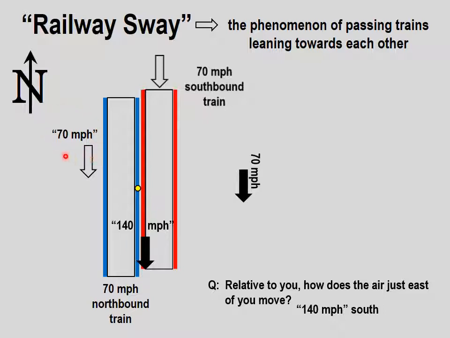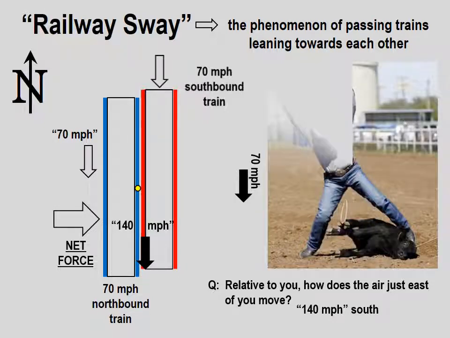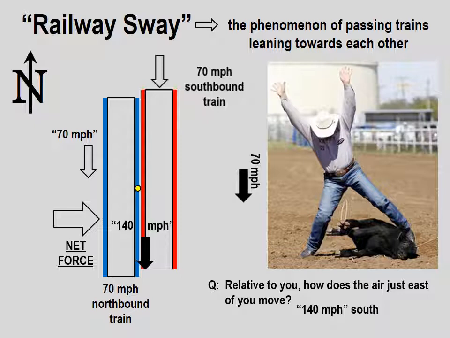Slower moving air exerts a higher pressure. Faster moving air exerts a lower pressure. This blue train is going to tend to be pushed to the right towards this red train. Similarly, the red train will be pushed to the left towards the blue train. That's my best shot at explaining railway sway.